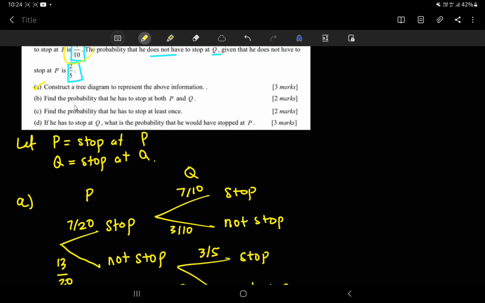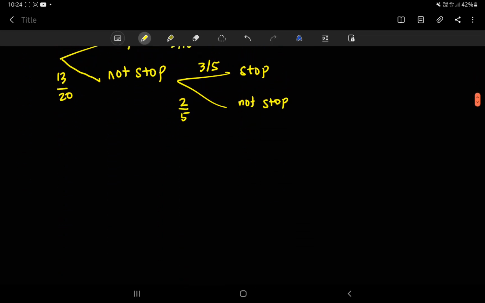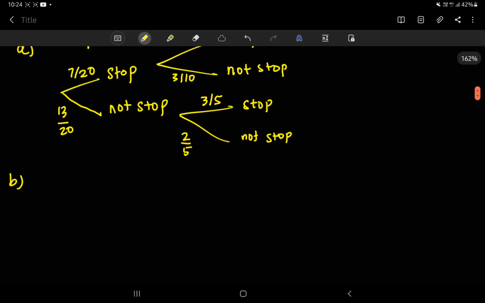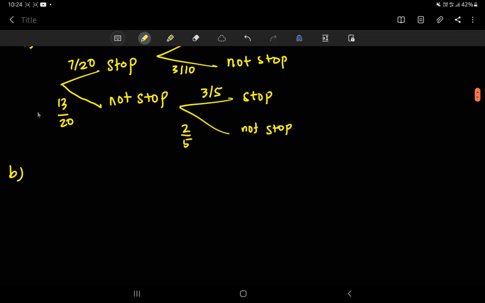Then we need to find the probability that he has to stop at P and Q. So the probability of stop at P, intersection Q.